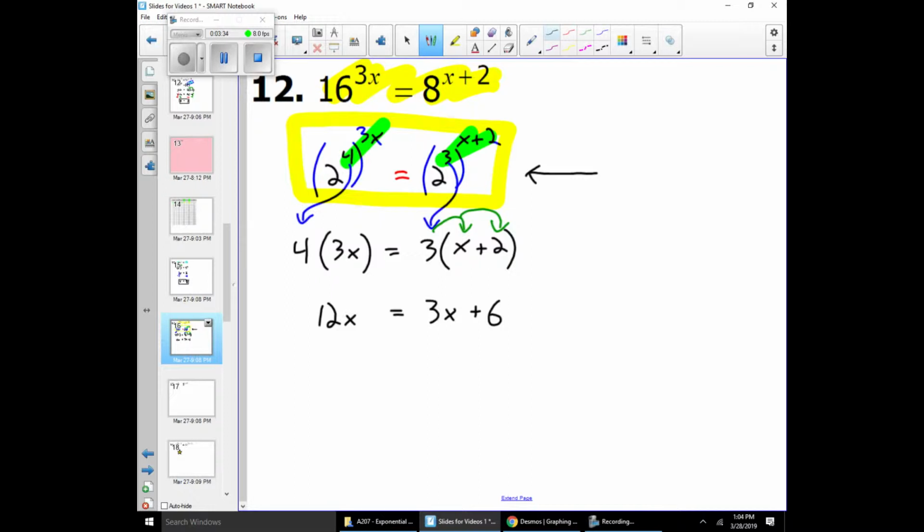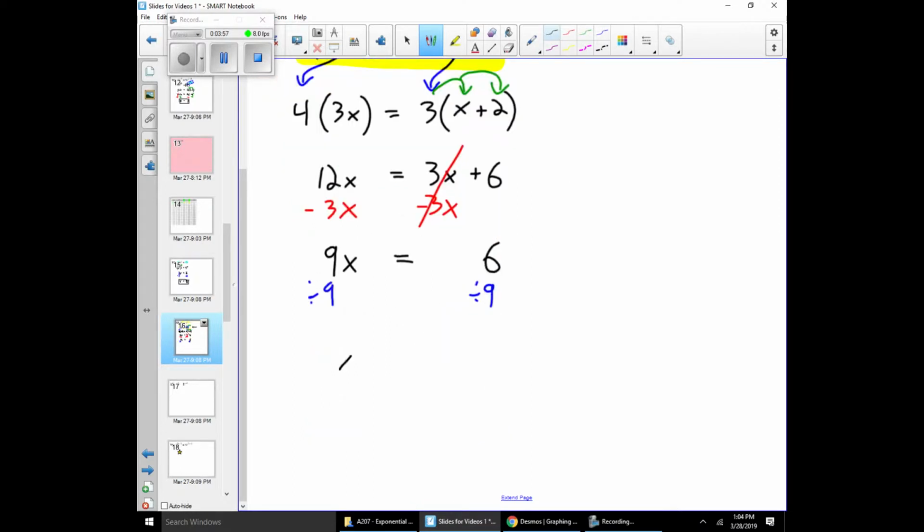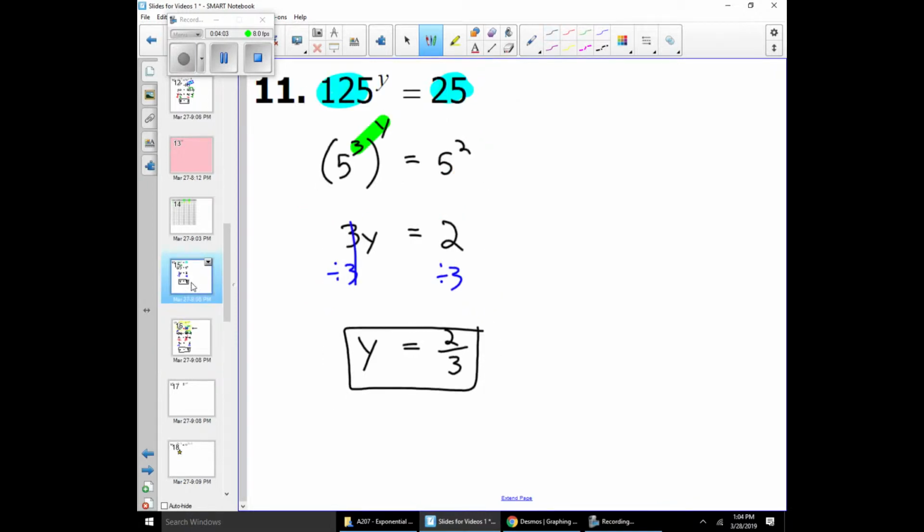It's a pick on the little guy problem. Subtracting 3x from both sides, move all my variables to the left. I don't have any constants on the left, so that's a step we get to avoid. 12 take away 3 is 9. And if 9x equals 6, well, dividing both sides by 9 there will give me 6/9, which reduces to 2/3. Hey, that looks familiar. 2/3.